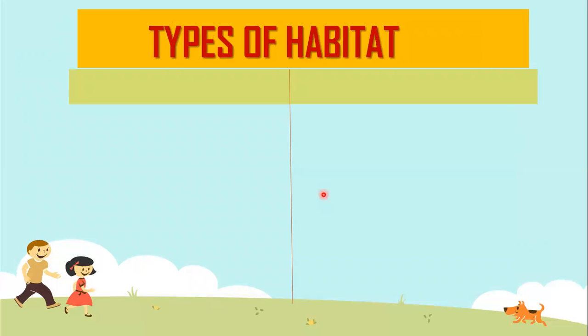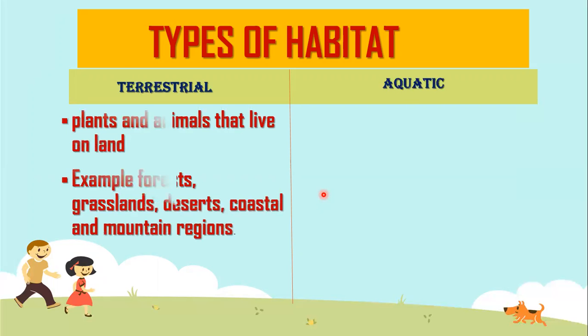Next is types of habitat. Primarily, there are two kinds of habitat. One is aquatic and another one is terrestrial. Terrestrial habitat means the plants and animals that live on land. So terrestrial habitats are the places on land. Terrestrial means living on land. So all the habitats, it can be desert, pasture areas, ponds, plain land, valleys, hills, mountains, and river banks. They all are called terrestrial habitats.